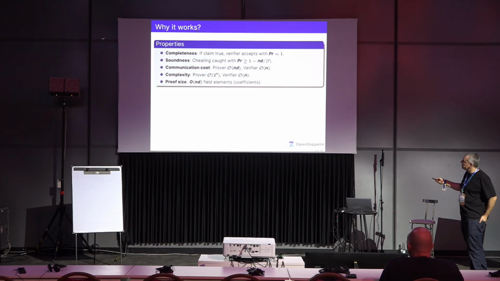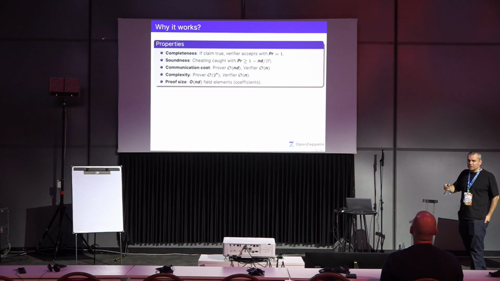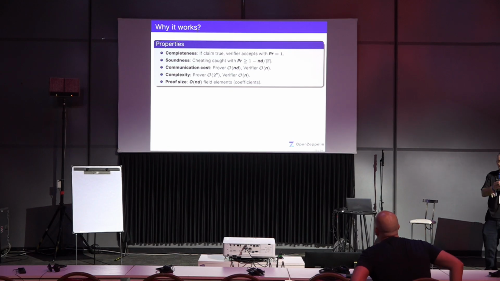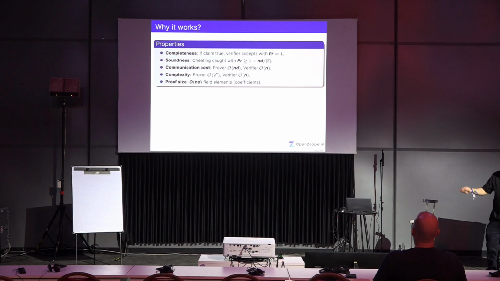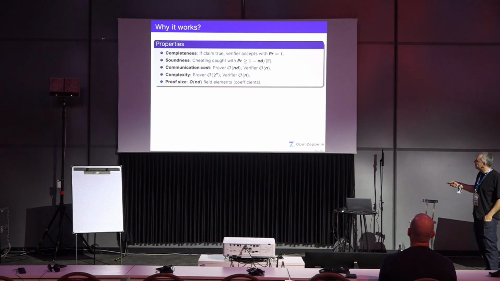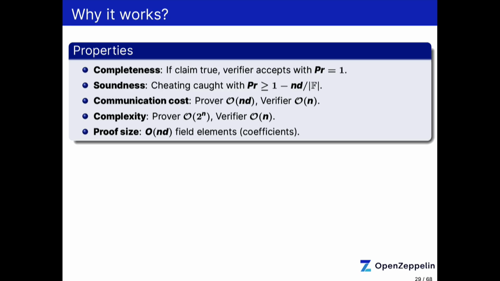For communication, the prover sends n d elements because you have n rounds, and at every round you send a polynomial of degree d, so that's d plus 1 coefficients, while the verifier just sends random numbers, so he has complexity order n. The prover is order 2 to the n, the verifier order n, and the proof size is n d elements. So the proof is not succinct because it grows linearly with the degree. The longer your polynomial, the longer your proof. And we'll see how we can address this later.